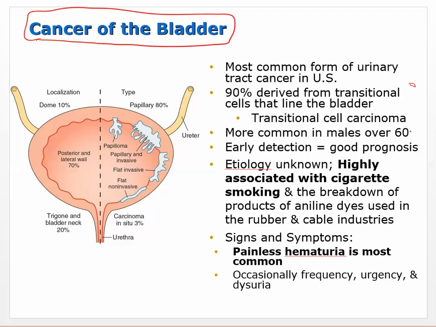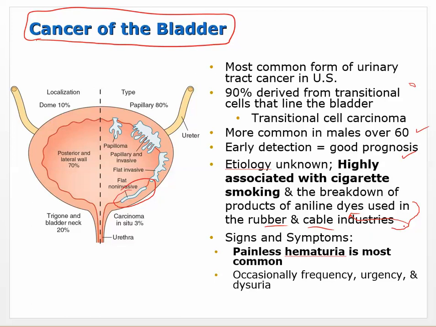So this is more common in males over 60. Early detection means that you can get it quicker, maybe when it's in situ even would be ideal. Etiology unknown, highly associated with cigarette smoking, and the breakdown products of aniline dyes used in the rubber and cable industry. So this is where you see a lot of people that work in a certain field, and they're all getting bladder cancer. And so you say, okay, there's got to be something, and then you trace it back and figure out, okay, it's these aniline dyes. I'm not sure what those are, but they're associated with the rubber and cable industries.